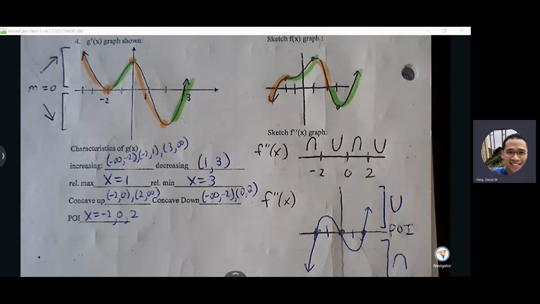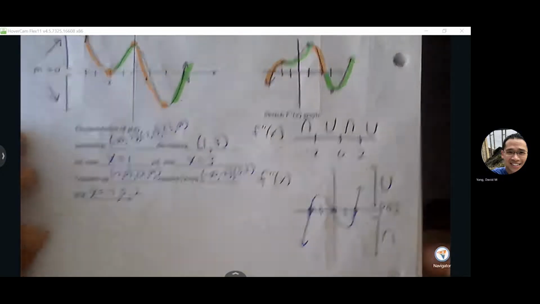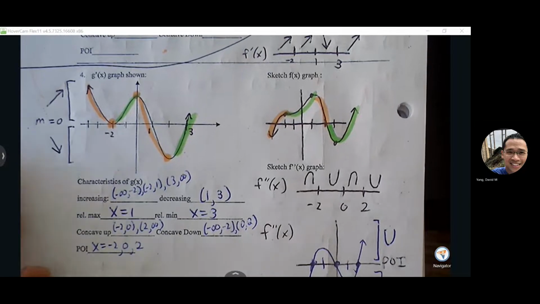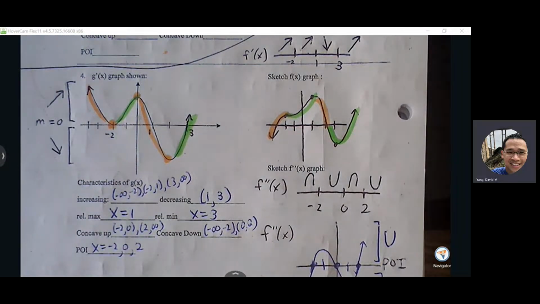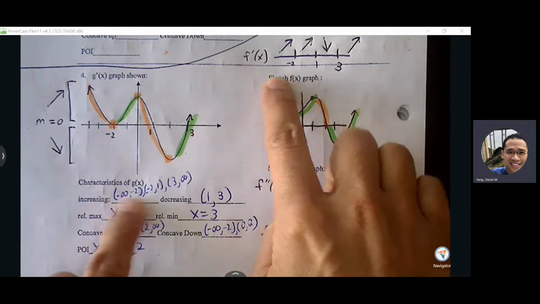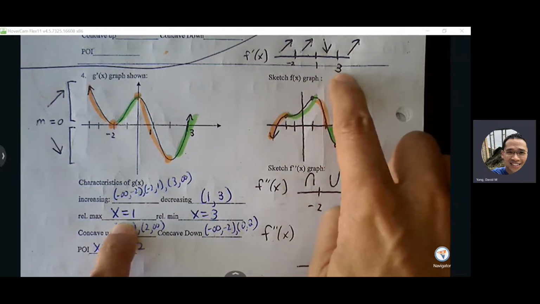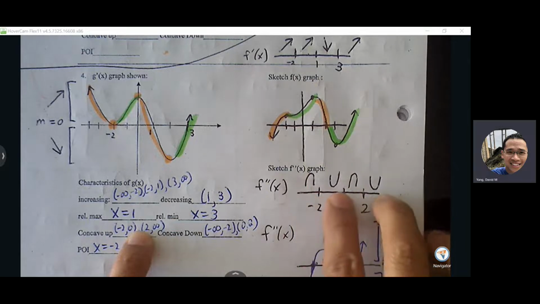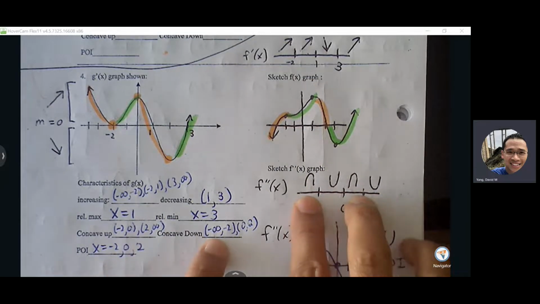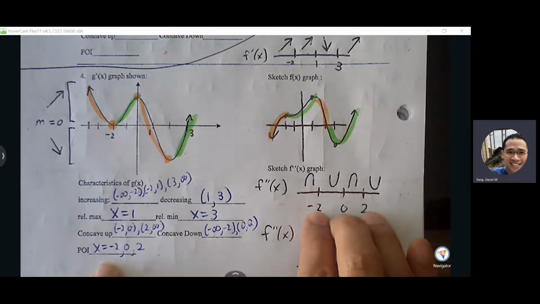Okay, so characteristics should feel easy, especially if you have your slope and concavity sign lines all identified. Right, increasing in these 3 subintervals, -infinity to -2, -2 to 1, 3 to infinity, relative max at 1, relative min at 3, concave up in these 2 subintervals, concave down in these 2 subintervals. There's a change in concavity in each of these critical points, so we have 3 points of inflection.